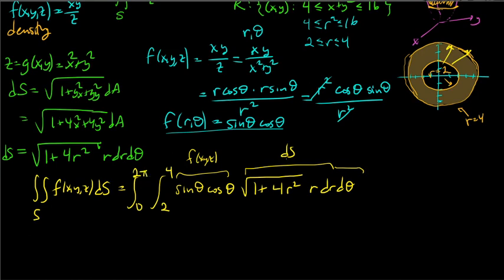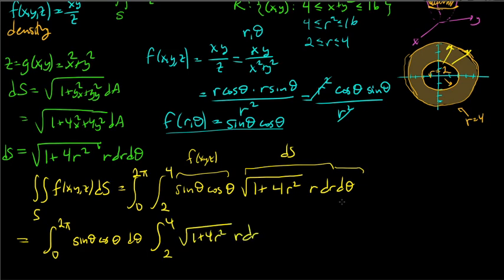So I think we can just split this up as the product of the two integrals. The integral from 0 to 2 pi of sine theta cosine theta d theta times the integral from 2 to 4 of the square root of 1 plus 4r squared r dr. And the reason why we can do that is because the limits don't depend on theta, and this is a product of a function of theta times a function of r. So because of that, we have the product here.